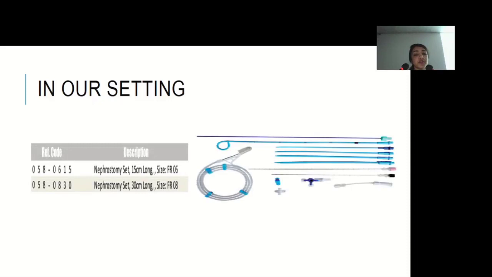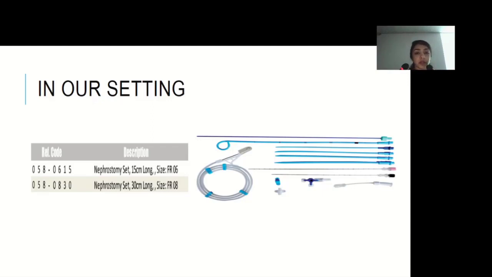So in our settings, we are using pigtail drains. These catheters are made up of polyurethane. There are barcodes on these tubes, 6, 15, 8, 30. The 6 indicates the size of the lumen of that nephrostomy tube, that it's a 6 Fr, and 15 centimeter. The 6 Fr and 15 centimeter combination comes only in those 6 Fr tubes. Otherwise, the rest of the tubes have a length of 30 centimeter, whether they are 8 Fr, 10, 12 or 14.